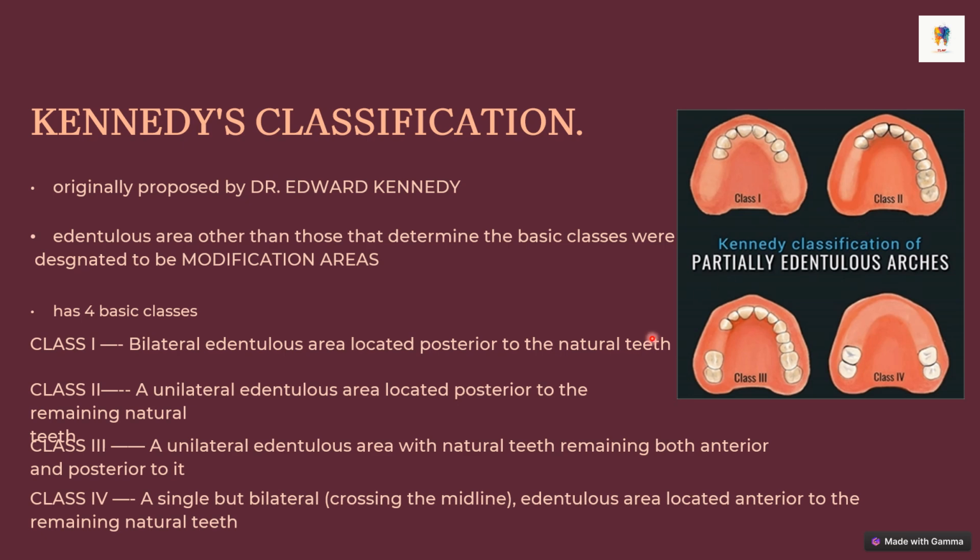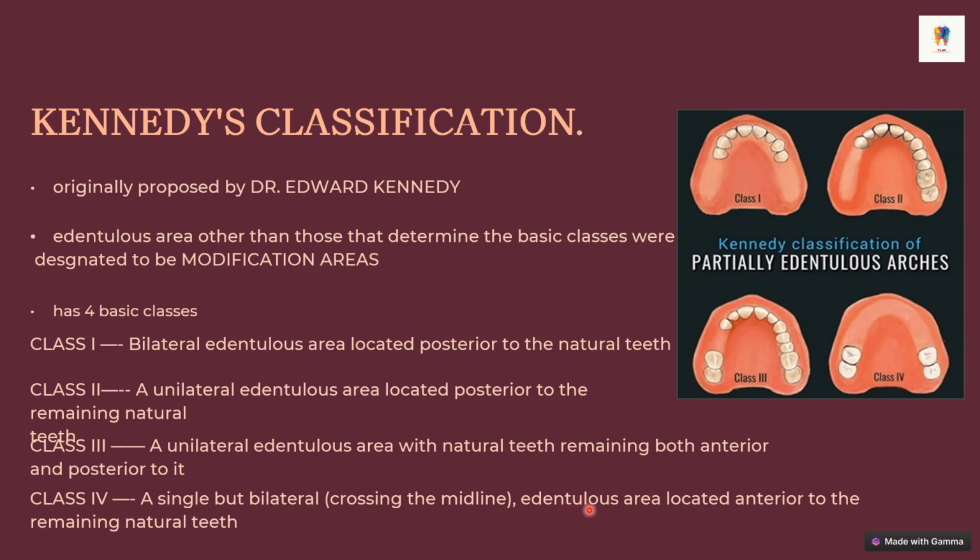Then your class 3 states a unilateral edentulous area with natural teeth remaining both anterior and posterior. So you have a unilateral edentulous area which has natural teeth present posteriorly and anteriorly, and in between you have some teeth missing. So this kind of class is your class 3. Then the fourth class of Kennedy's classification states a single but bilateral area, meaning that it should be crossing the midline.